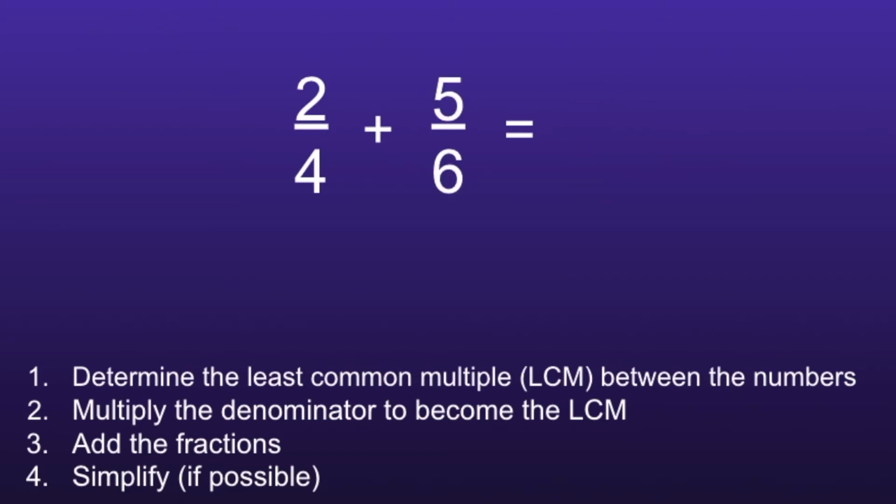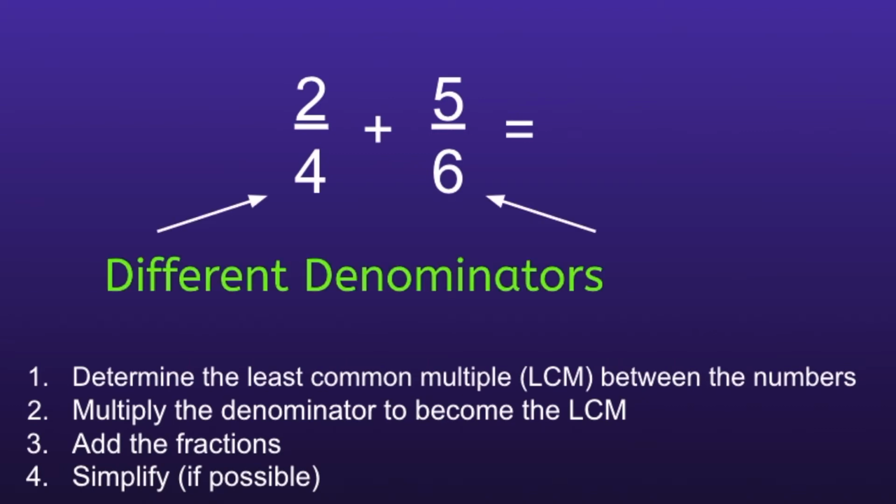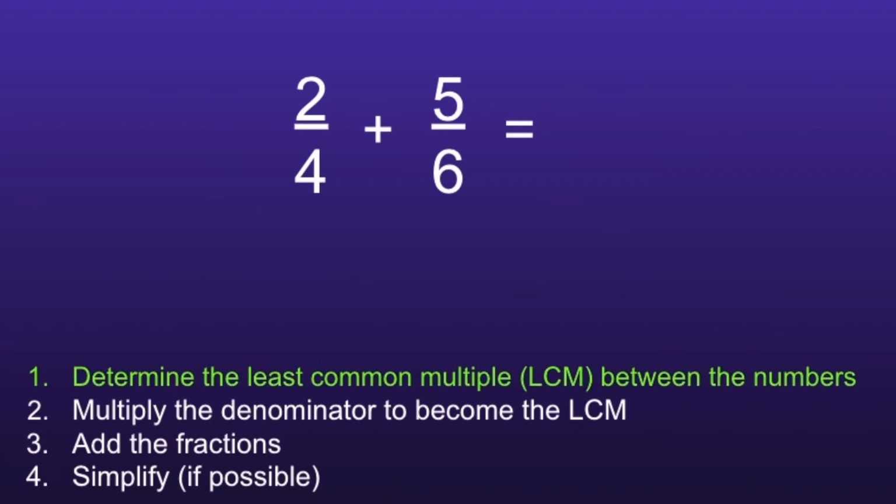Example number 2. 2/4 plus 5/6. And right away we should notice different denominators. So we know we're going to have to change these fractions to have the same denominator. Step 1. Determine the least common multiple, or LCM, between the two numbers. In order to find the LCM, we will have to list out the multiples of both 4 and 6.